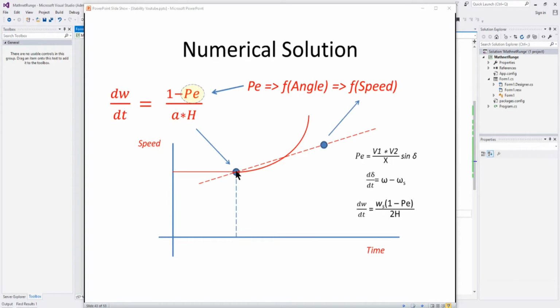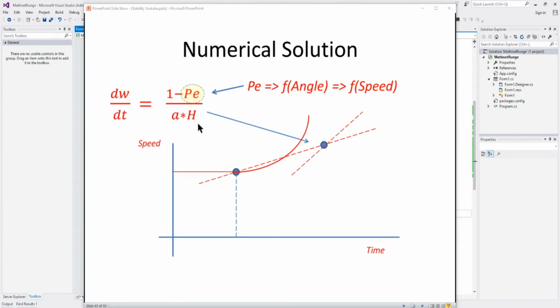So we have our slope here. We go out to this point. We get a new value of speed. We plug that speed in. Using that speed value, we come up with a new value of angle using an estimate. And from that angle, we plug it in to get a new electrical power. And then at that point, we get a new slope at this future point. And then we have this new slope which says, hey, this is better than this slope. So maybe I can use this slope along with this slope and maybe take the average of the two to get a better estimate out in the future.